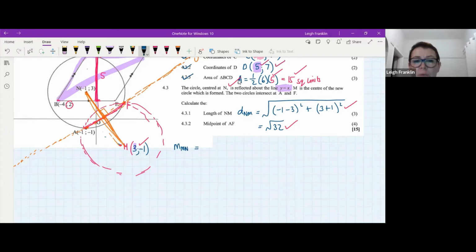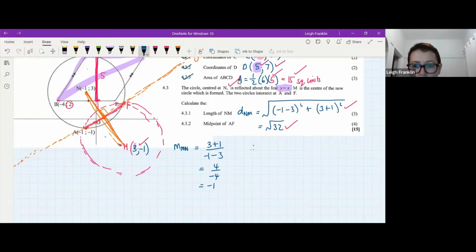And then what we're going to do from the gradient of MN, okay, so let's just work it out. The gradient of MN is going to be 3 plus 1 over minus 1 minus 3. So what does that give us? That gives us 4 over negative 4, which gives us negative 1. That looks right.